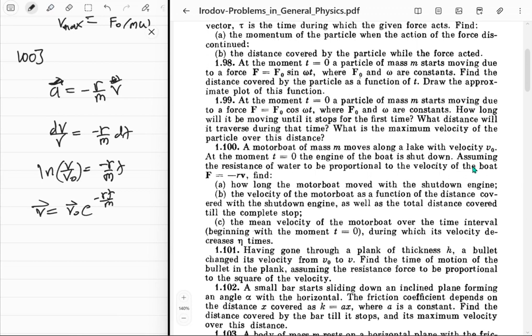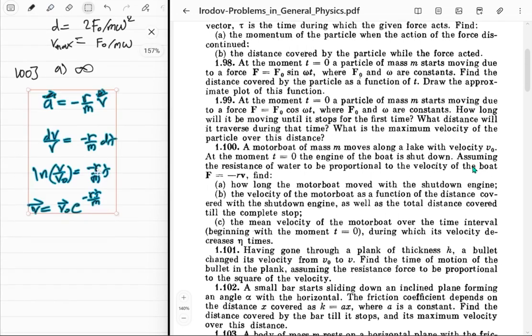How long the motorboat moved with the shutdown engine? Infinity. Yeah, really, infinity. It just keeps on moving. Because you asked how long, not till what distance did it move. So the answer to A is infinity. Okay, cool. What about B?